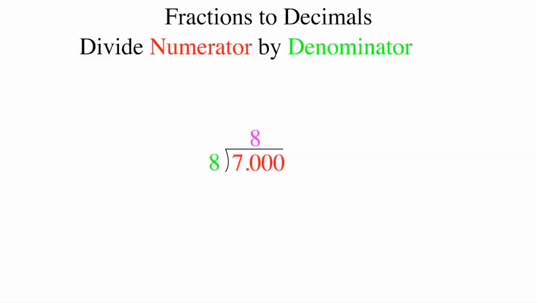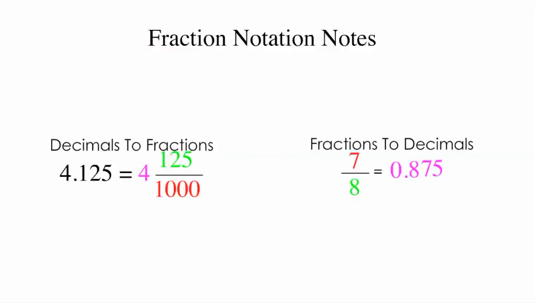Okay, 8 doesn't go into 7, but it goes into 70, 8 times. So we put the 8 here, and you always line up your decimal points. So 8 times 8 is 64, and then we subtract. Okay, and just keep dividing until you have nothing left, and that's it. So 7 divided by 8 is 0.875. Okay, and that's how you convert a fraction into a decimal. You just simply divide the numerator by the denominator. If you have a whole number, leave the whole number as the whole number here. Okay, and that's it. Have a good day.